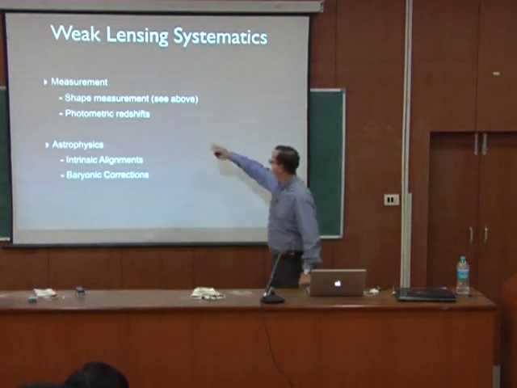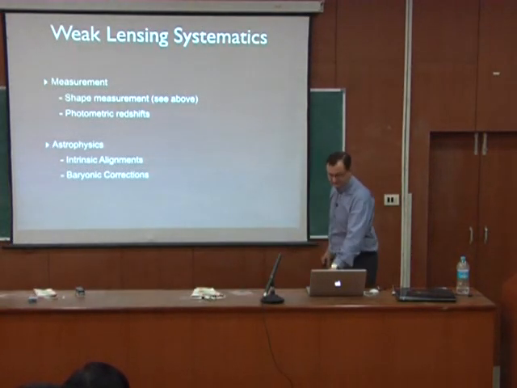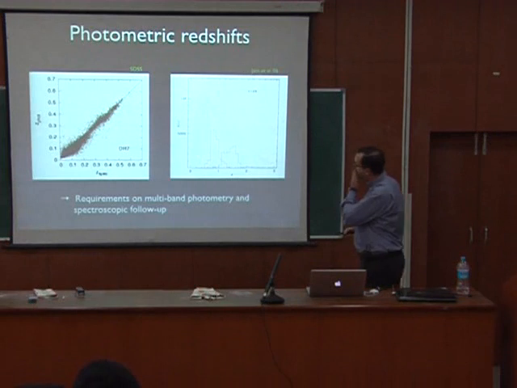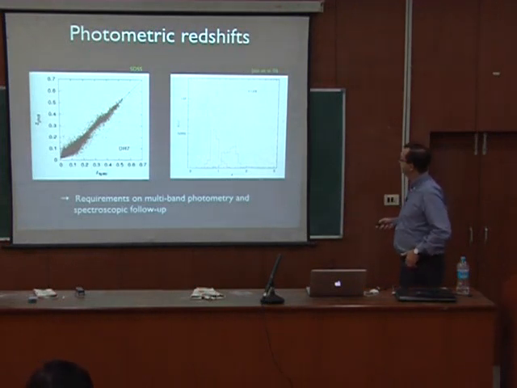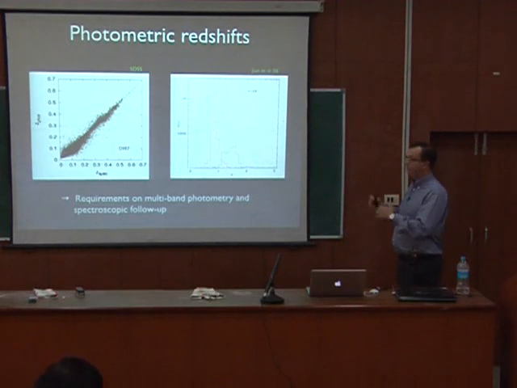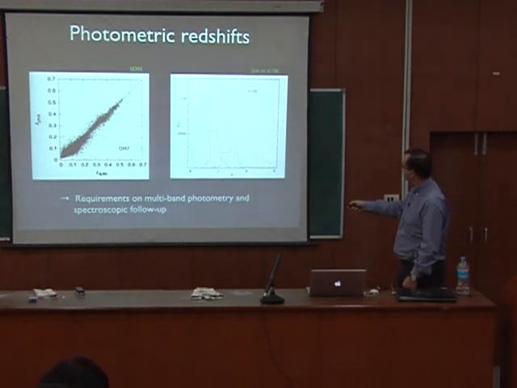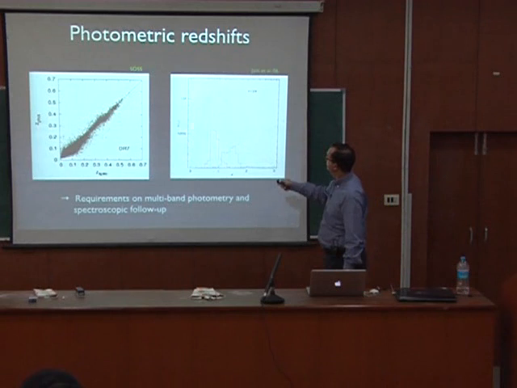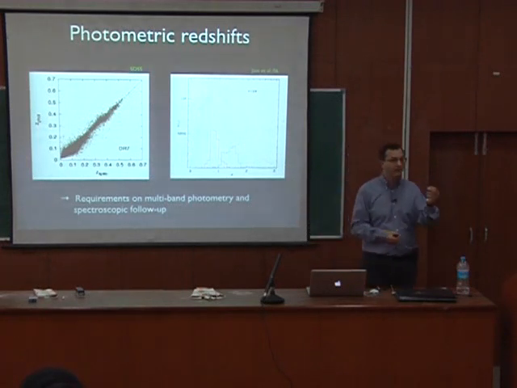So let me talk about these three, as we've discussed shape measurement already. First, photometric redshifts. As I said, what we need to do in a lensing analysis is determine the redshift distribution of the galaxies we use for measuring the lensing. For instance, it could be the black line. This is the number of galaxies in a given survey as a function of redshift. You typically have a distribution like this. It peaks around one or so. So we need to know this. We don't need to know the redshift of each individual galaxy very well.